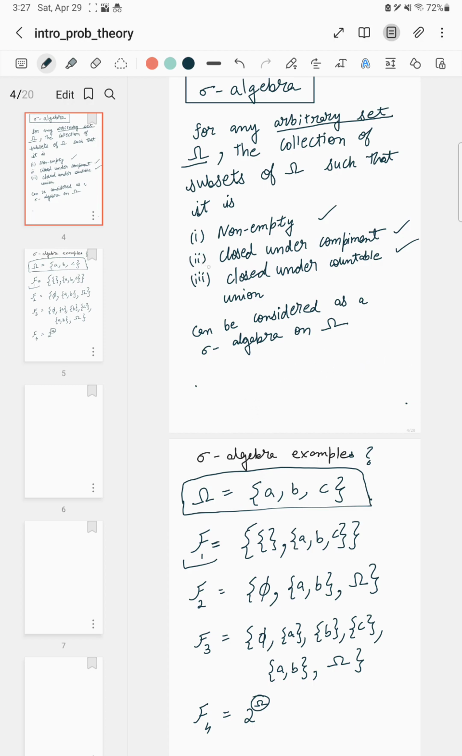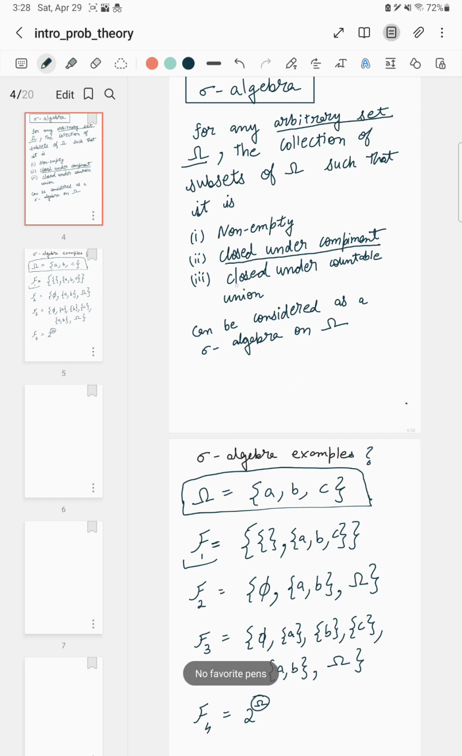Now let's see the second property, which is that it should be closed under complement. What does closed under complement mean? It basically means that it follows the closure property for the complement of its elements. For example, let's say we have a subset A of omega, and A is also contained in the sigma algebra F. If F is a sigma algebra, then A complement also belongs to F. So any subset present in the sigma algebra F, its complement should also be present in this sigma algebra. This is the closure property under complements.